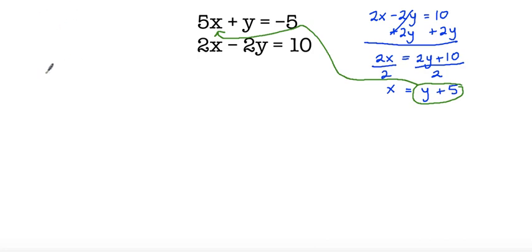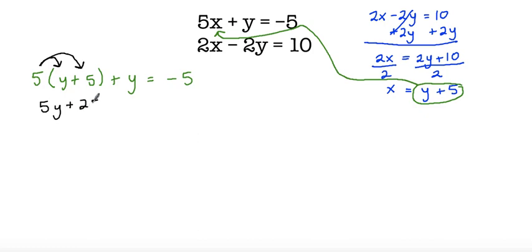So I have 5 times y plus 5, plus y is equal to negative 5. So 5 times y is 5y. 5 times 5 is 25. And then plus y is equal to negative 5.